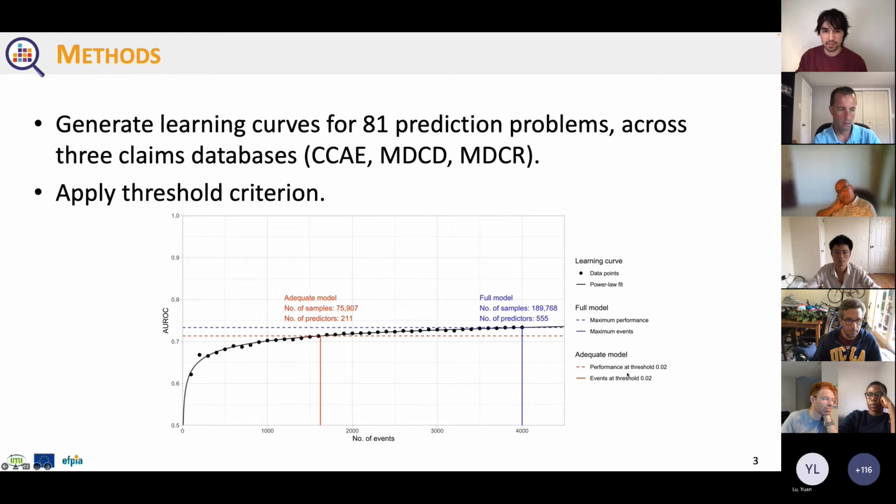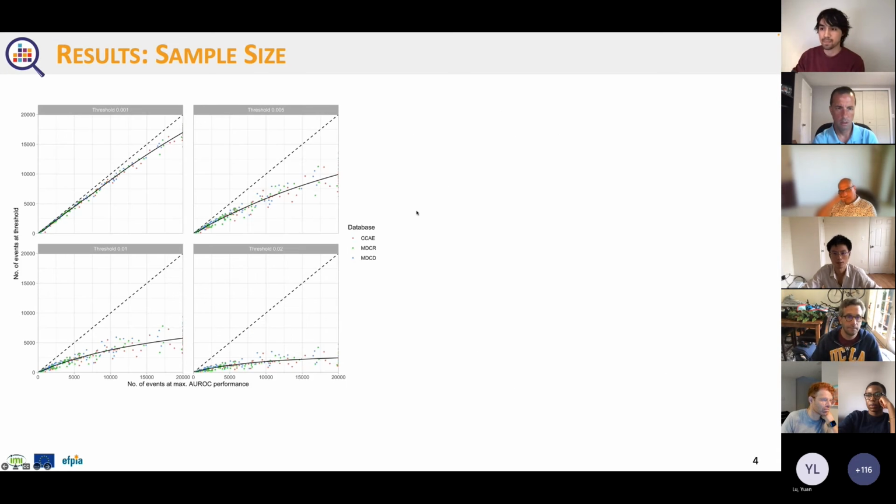The way you can read this is basically, if you're willing to sacrifice 0.02 points AUC, you might be able to reduce your sample size. And very importantly, the sample size we are measuring is the number of events rather than the absolute number of samples. In any case, you would be able to reduce the sample size from around 4,000 to around 1,600. And this is then what we would call the adequate model. We basically did this for all the prediction problems across all the databases, and that gives you this.